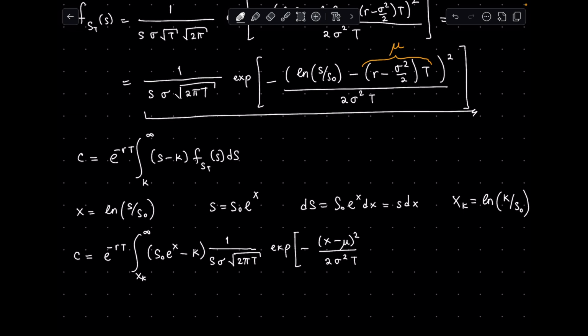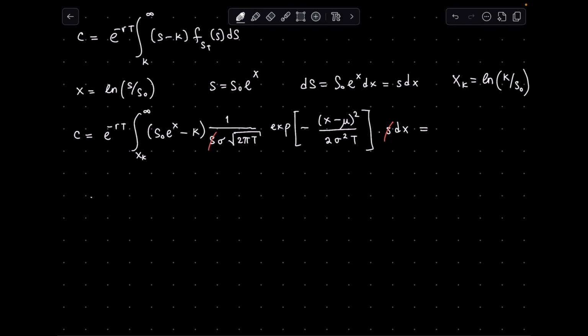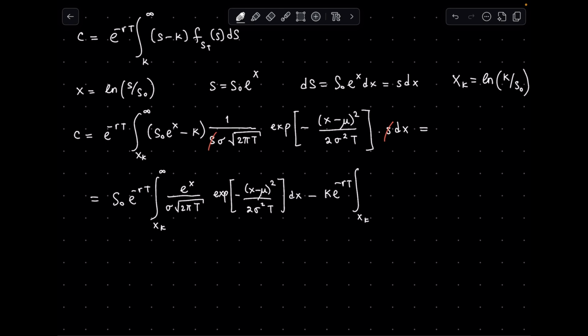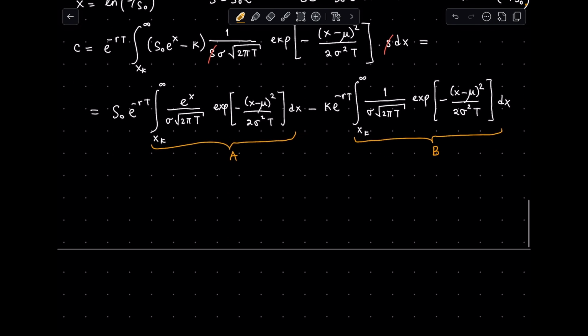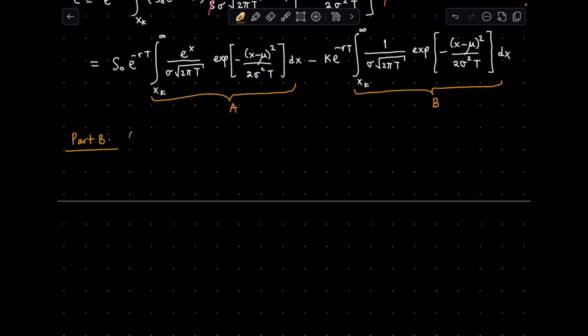Plugging in everything from the above, we see that there's some cancellation, and we get two integrals that we need to carry out. Let's call this one integral a and this one b and tackle them separately. Let's start with part b, since it's the easier one.